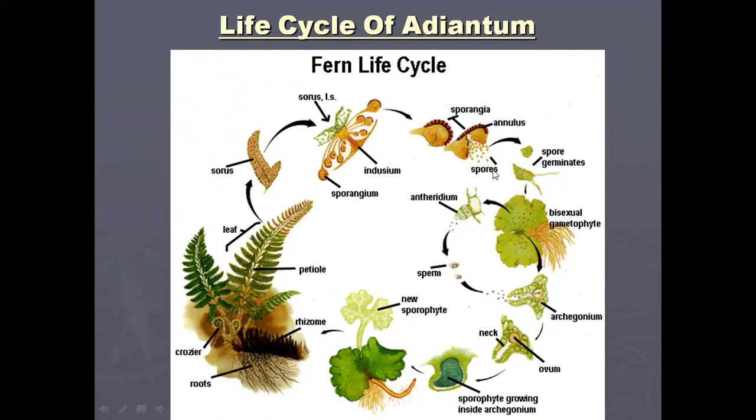The spores are homosporous, that is, they will germinate into a bisexual gametophyte. This bisexual gametophyte is green in color. It is then going to produce the antheridia and the sperms, and this is the archegonium. The egg is going to be retained here. Fertilization is going to take place. The zygote is going to be produced. The sporophyte will grow inside the archegonium, and initially the sporophyte is dependent on the gametophyte, but later on the gametophyte is going to shrivel off.